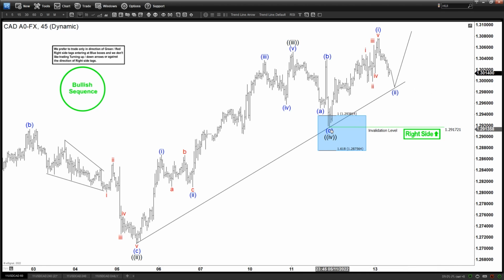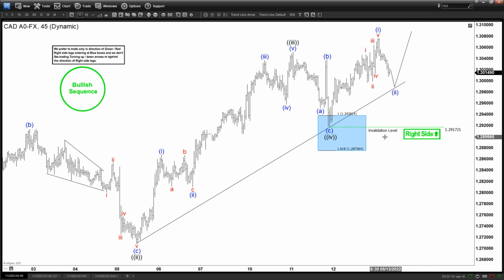All right, so now we are looking for the current pullback, which is a very short term one, to hold above this 129 and continue to extend higher. So in the most simple way, basically it's just saying we should continue to see more upside as long as we don't break below 129.17.